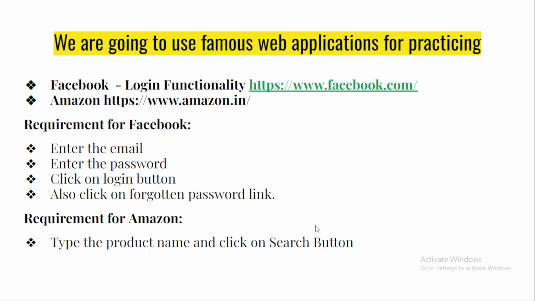So we are going to use the famous web applications, which are Facebook and Amazon, and I have noted down some of the requirements for our automation scripting. Let us discuss the Facebook requirements. I have a requirement of entering the email, password, and then I need to click on the login button. After that, I also need to click on the forgotten password link.